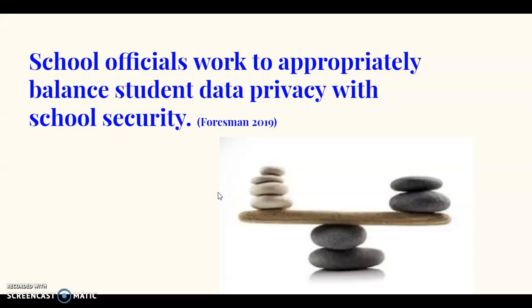School officials work to appropriately balance student data privacy with school security. Schools have a great deal of flexibility under FERPA to disclose students' data and education records in certain settings. In the context of school safety, FERPA makes an exception to its restrictions on data sharing should knowledge of such information be necessary to protect the health or safety of students or other persons in connection with an emergency. The confusion surrounding FERPA creates barriers to information sharing and collaboration and hampers the ability to prevent potential acts of violence.